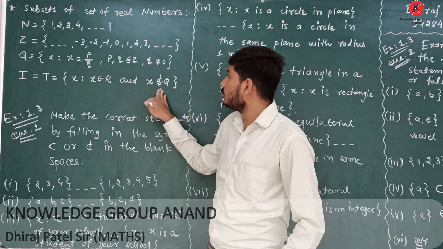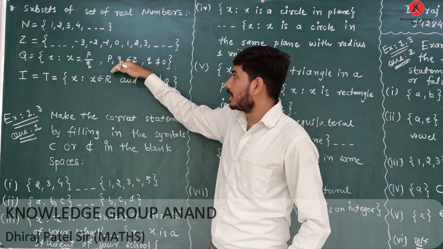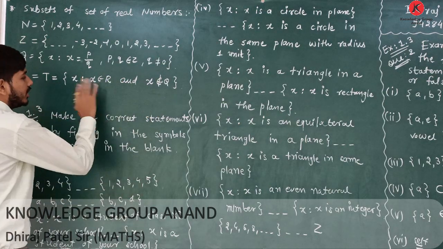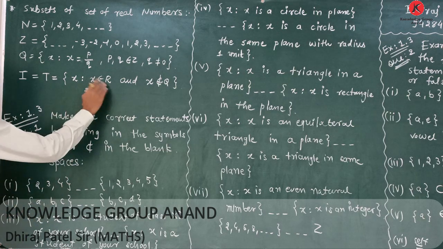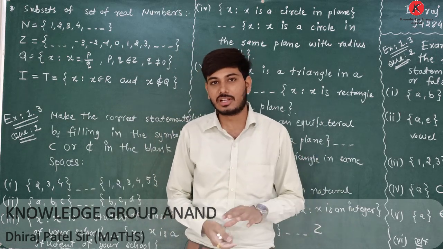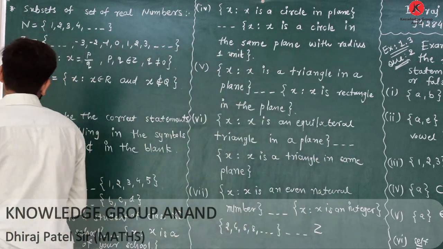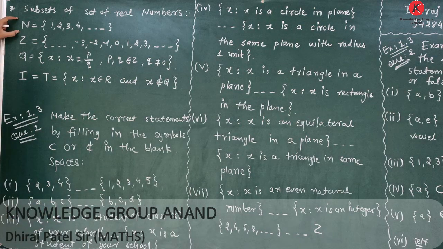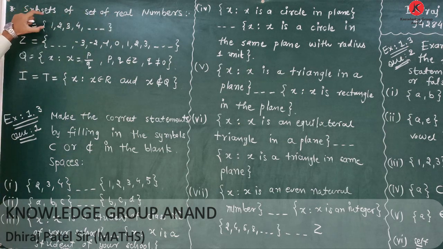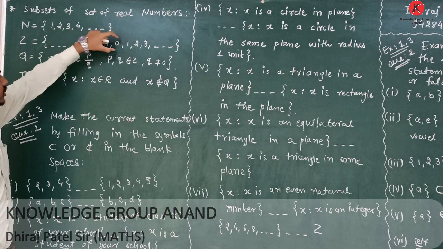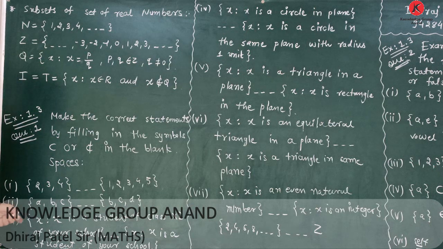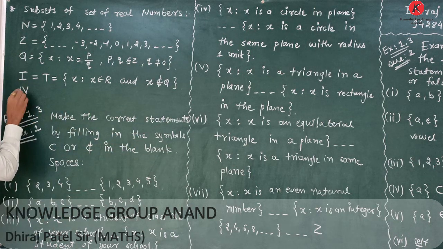This is the condition. And the next is the set of irrational numbers. We can denote it as I, and in the textbook the notation for irrational numbers is given as T. We can denote it I or T equals to, we also do not write this in roster form. Therefore, we write its set builder form. X such that X belongs to R, and X does not belong to Q.